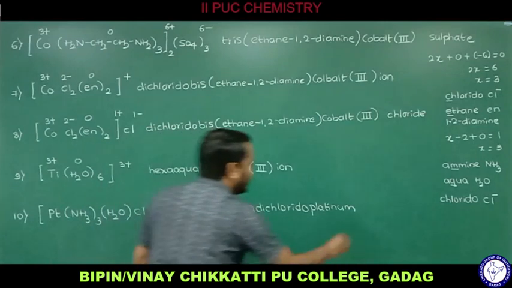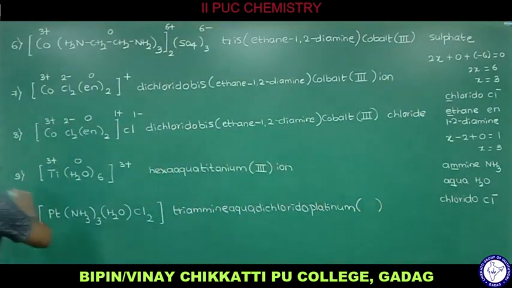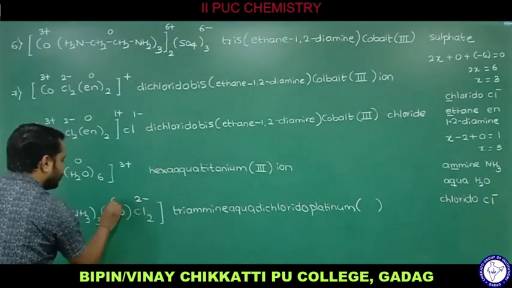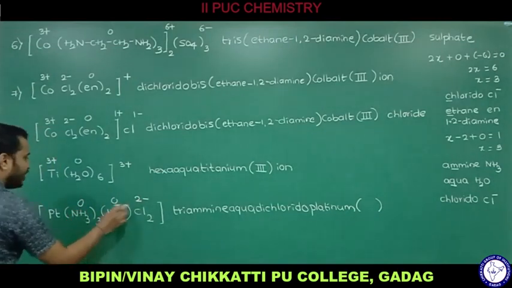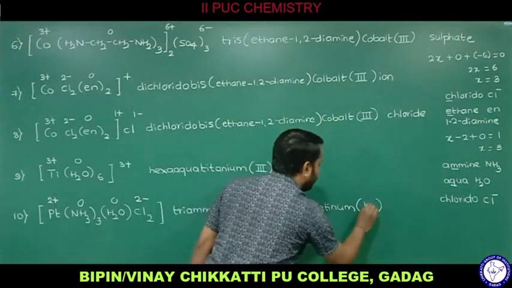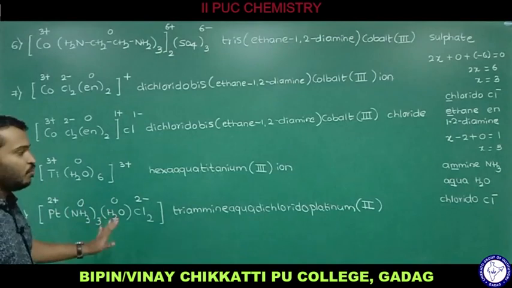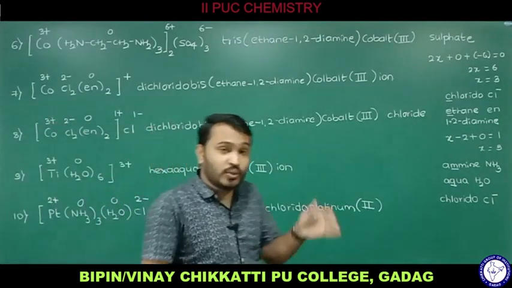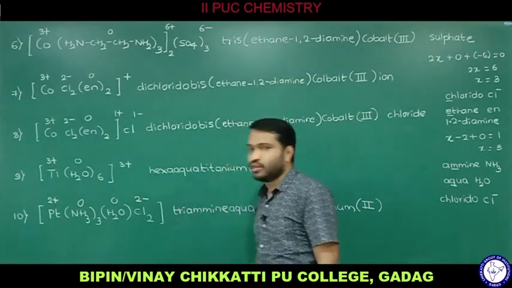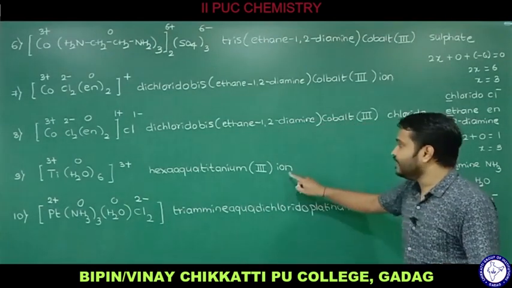And we need to write the oxidation state in the bracket. So together it is a neutral molecule, which means the charge will be 0, and Cl will be 2 minus, this is 0, this is 0. If this is 2 minus, to balance that this should be 2 plus. Therefore here the oxidation number is 2. That would be the name of the 10th example, triammineaquadichloridoplatinum(II). So in the name if you compare, as I said, this is a cationic complex, this is a neutral complex. The cationic complex we have without counter ion, therefore we ended the word with ion.